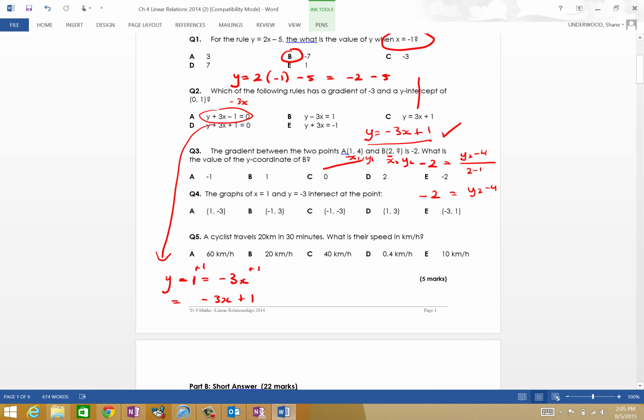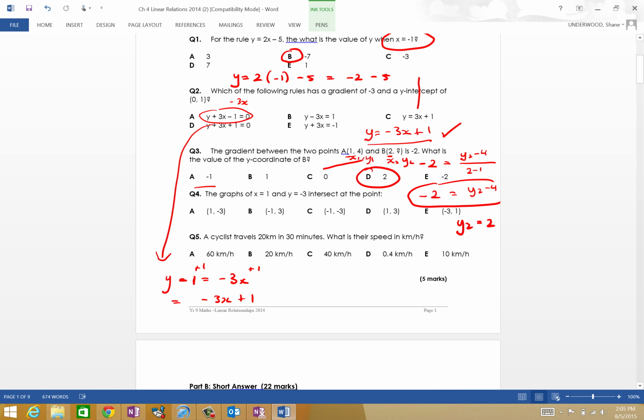What would y2 have to be equal to? What do I do to both sides to solve this equation? Plus 4 to both sides, good. So y2 is equal to -2 plus 4, which is 2. And that's all we need to do. Now you could have done it by trial and error. If you put each of these values in, you would have eventually seen the answer. So the answer there is D.